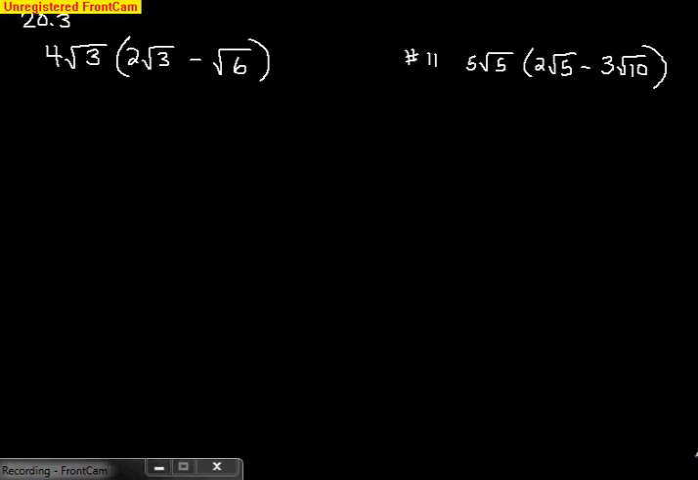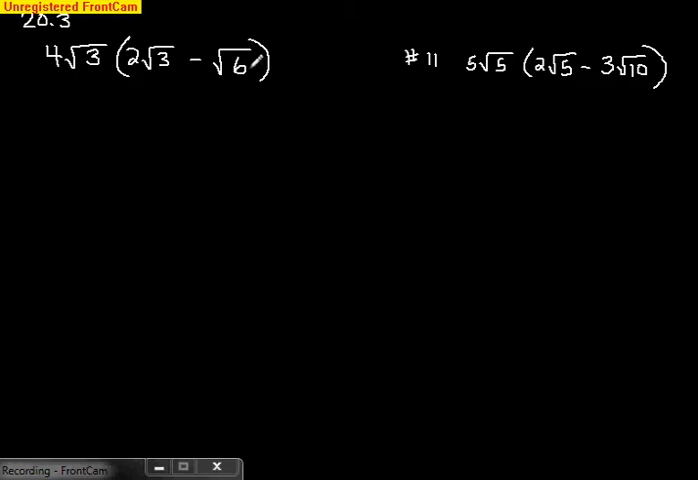I'm going to use a video. I think it'll help you more if I do a video rather than just put the steps down. Okay, here's your example 3 from the book. It's 4 square root of 3 times the quantity 2 square root of 3 minus square root of 6.